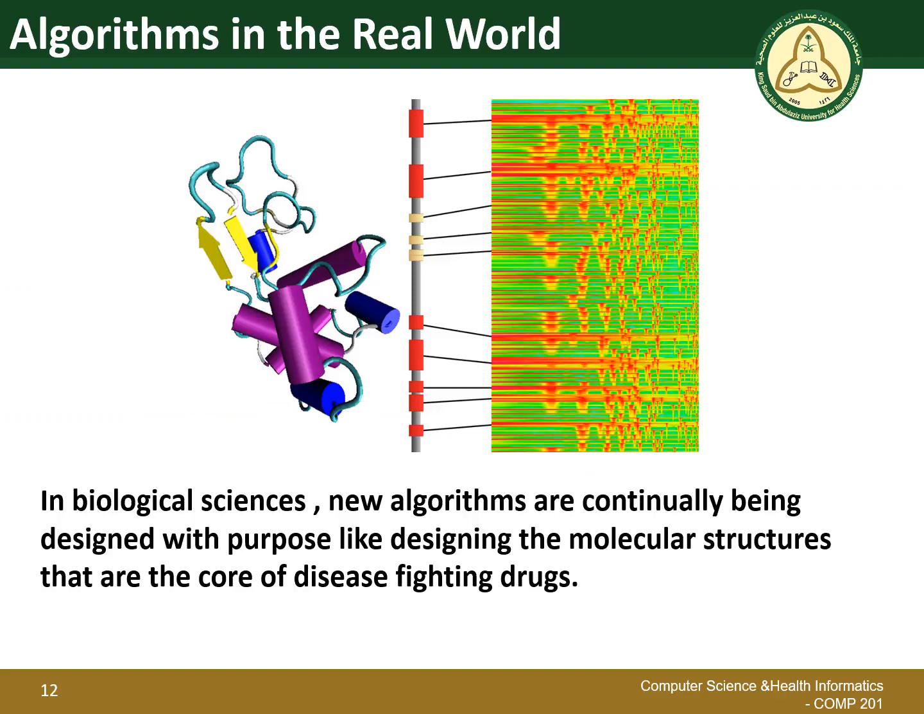In biological science, many algorithms in computer science are applied to solve biological problems. And nowadays, new algorithms are being designed, for example, for molecular structures that are the core of disease-fighting drugs. Also, genetic algorithms for prediction of inheritable diseases, and so on. This is really a promising discipline.